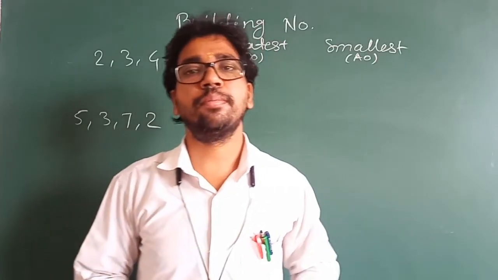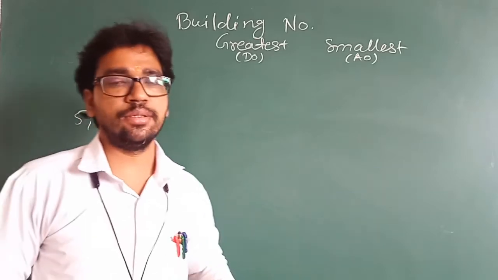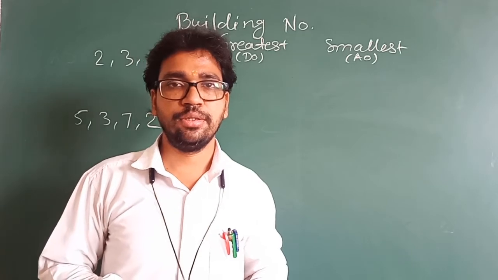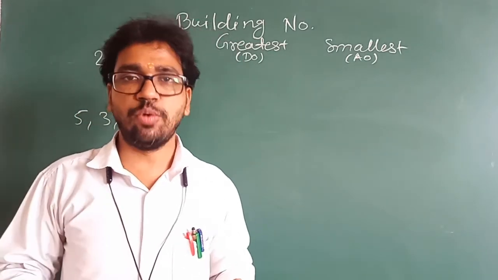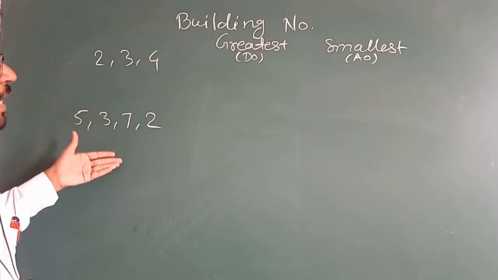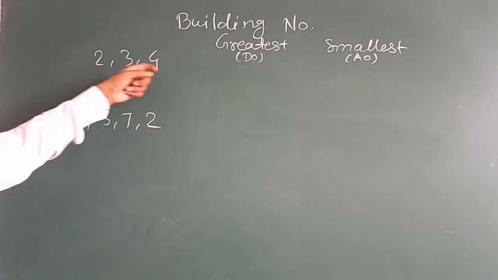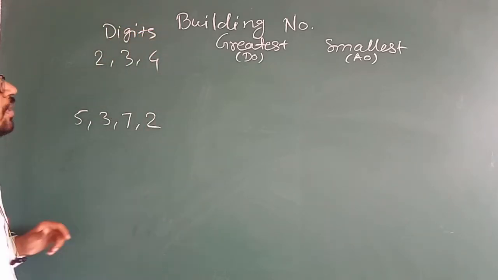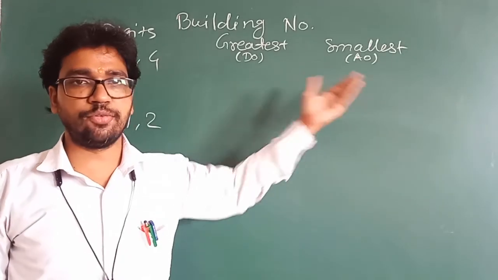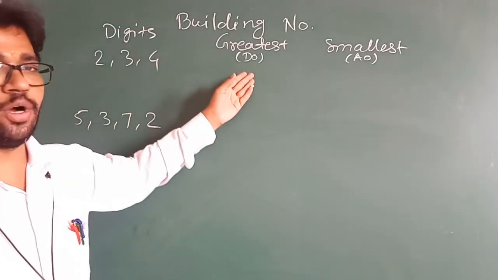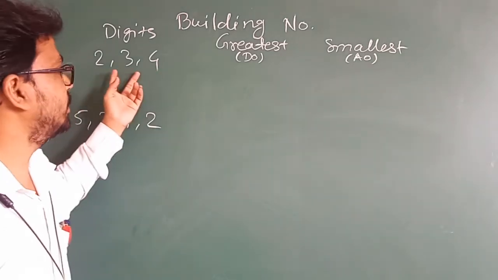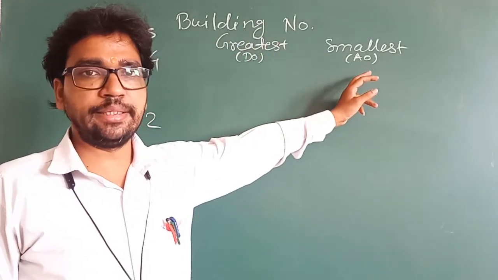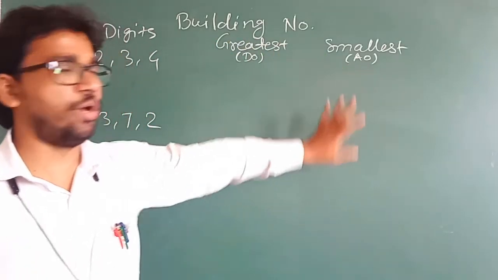Now the next topic is building the numbers. Building number means we can build the number from given digits. So it may be greatest or it may be smallest number. So here two examples are given. Here 2, 3, 4, these are the digits, and we have to make the greatest and smallest number from these digits. Greatest is what? We just write descending order of these digits so that we get the greatest number, and if we make the ascending order of this number, then we can make the smallest number.